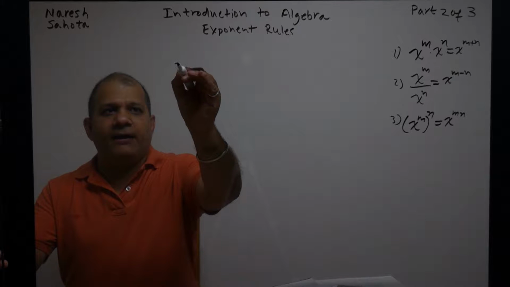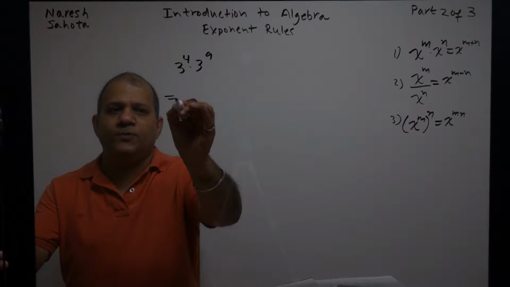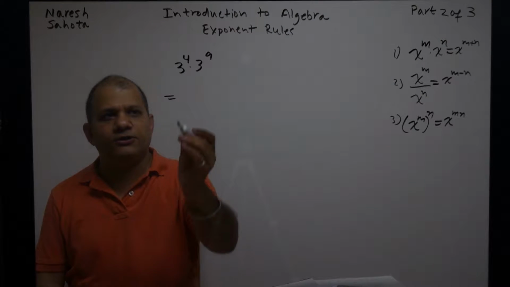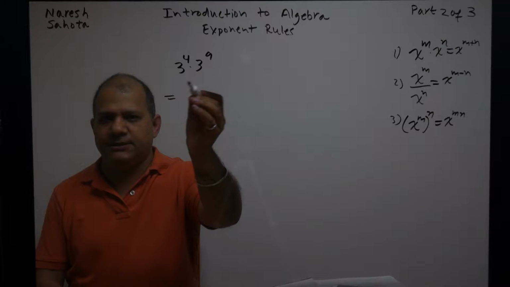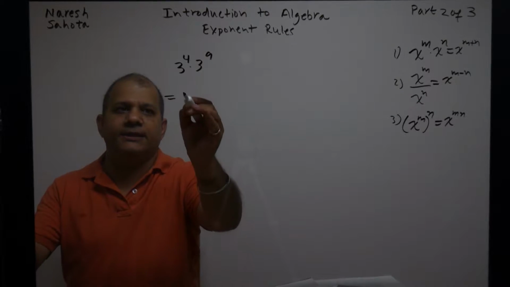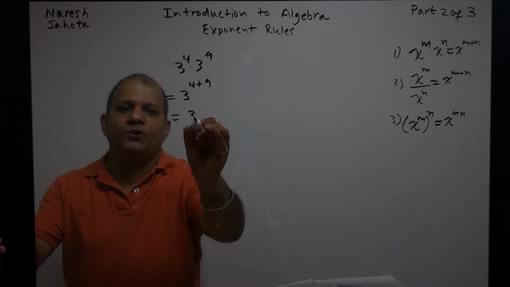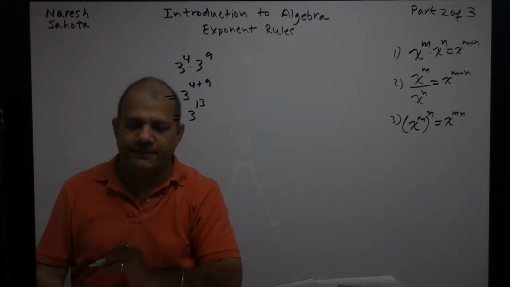What if we have 3 to the 4 times 3 to the 9? What does that simplify to? The first thing is, do we have the same bases? Yes. Rule number 1 says when you have the same bases, you can add the exponents. So this is going to be 3 to the 4 plus 9, which is 3 to the 13.